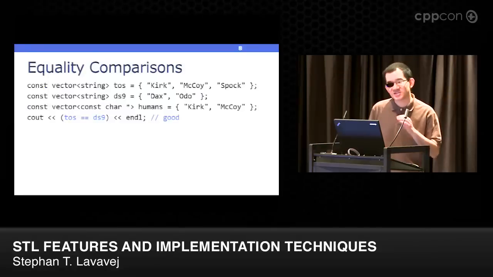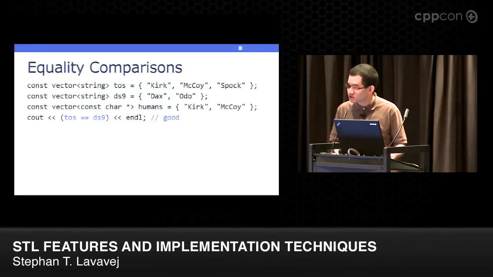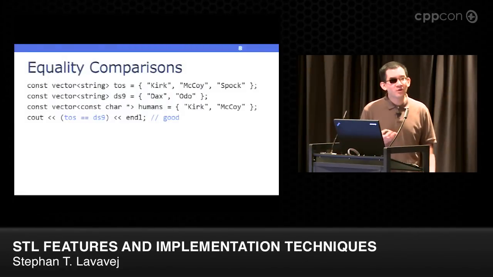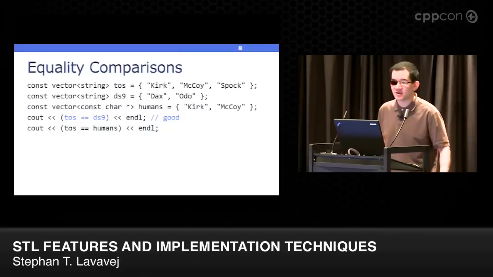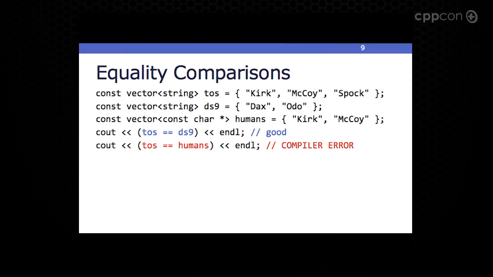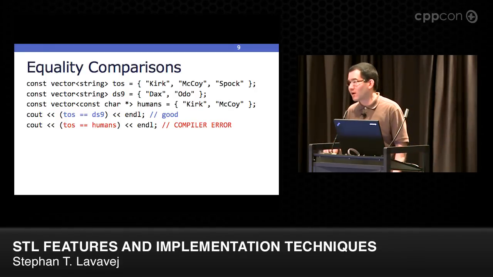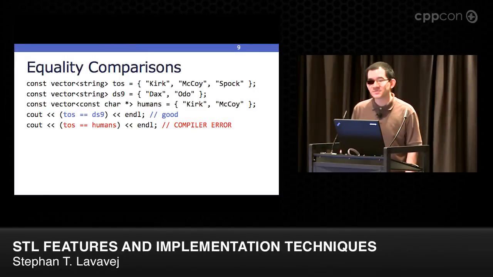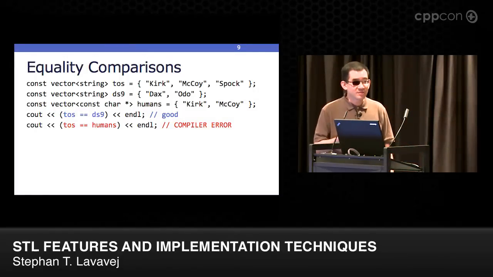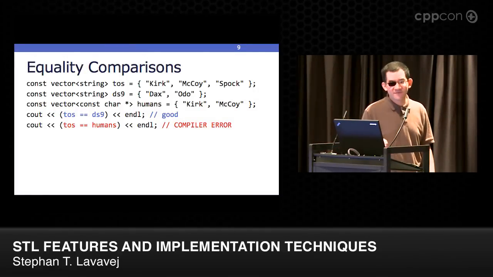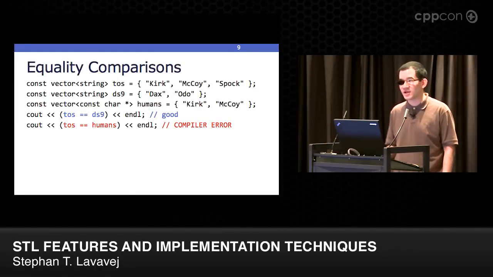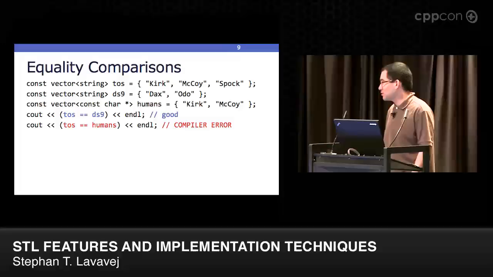Now I want to look at TOS versus humans, also two vectors. How do I compare these things? You might be like, oh, I'm just going to say operator equal equal. Well, that won't compile because their element types are different. And vector overloads equality operator only for vectors of the same element type. So even though string and const char star are comparable for equality, vectors of different element types are not. And the same is also true of different containers. So if I had, for some reason, a vector of string and a list of string, I could not say operator equal equal for those things.